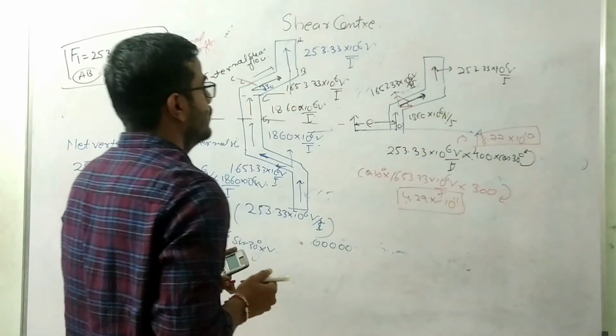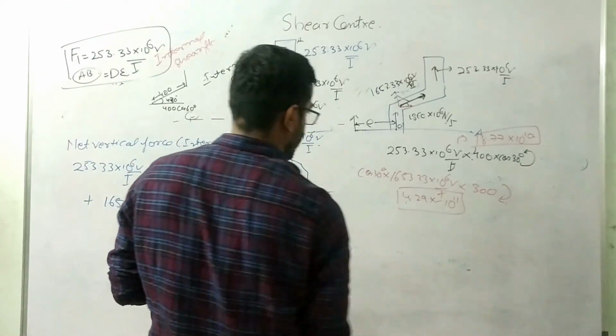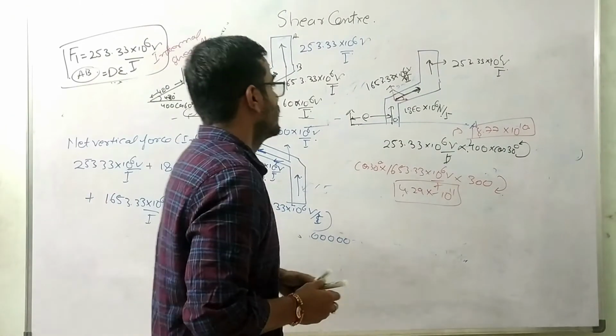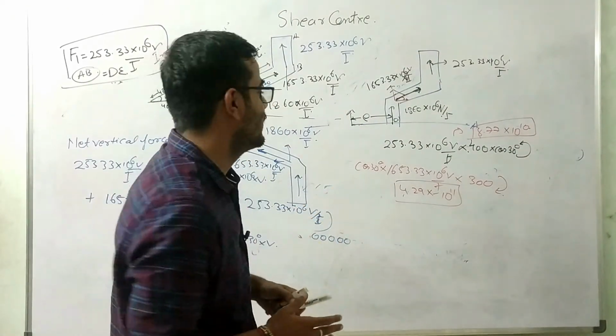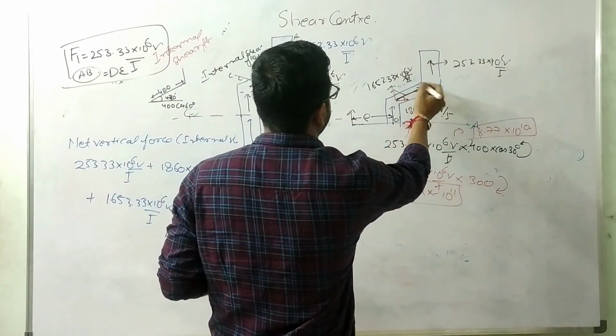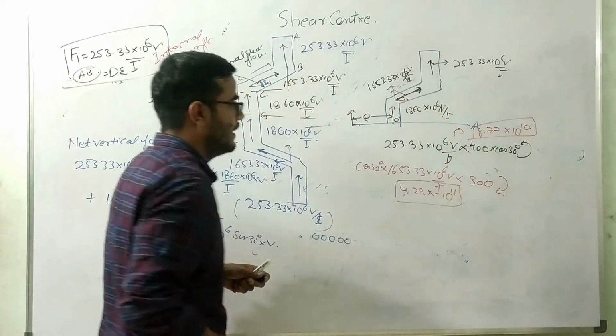Okay, so this is the difference, which will be the net moment. So guys, we have calculated the moment about this point due to these forces. Okay, net forces due to shear flow in each segment, right?